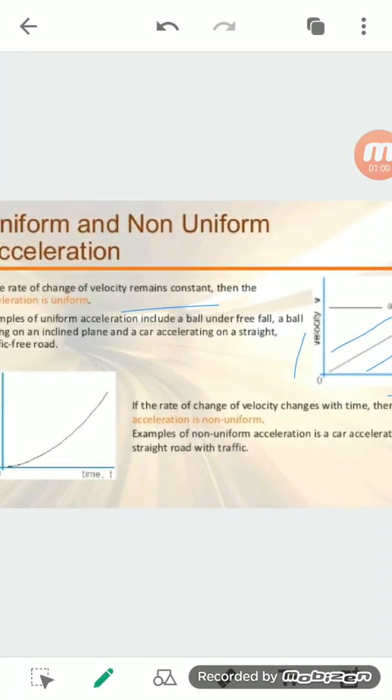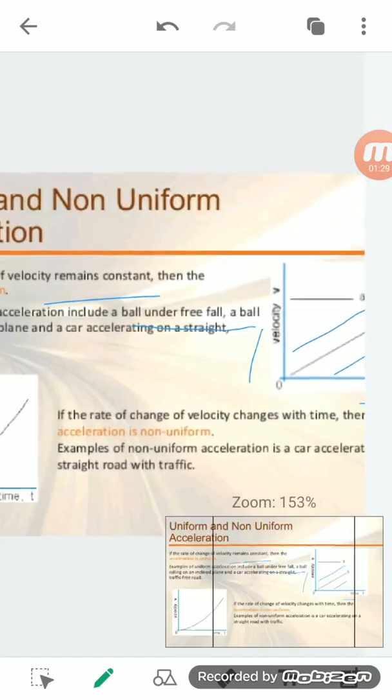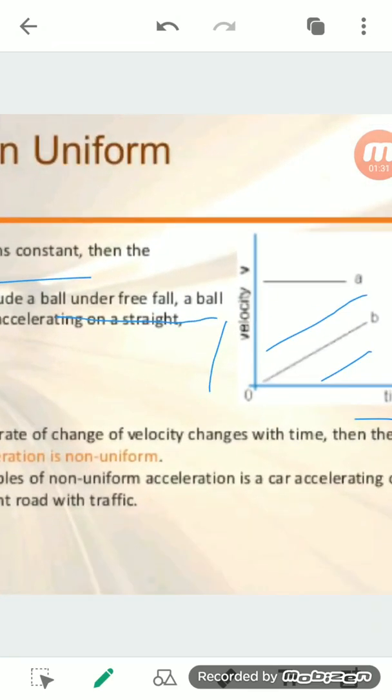Examples are that if a ball is in free fall, we already had discussed that when an object is in free fall, or if an object is rolling down an inclined plane, or a car is accelerating in a straight path, at that time also the rate is uniform, so that acceleration is also a uniform acceleration. So if such a graph is mentioned anywhere and asked what this graph is showing, since it is a velocity time graph, it is showing the uniform acceleration.